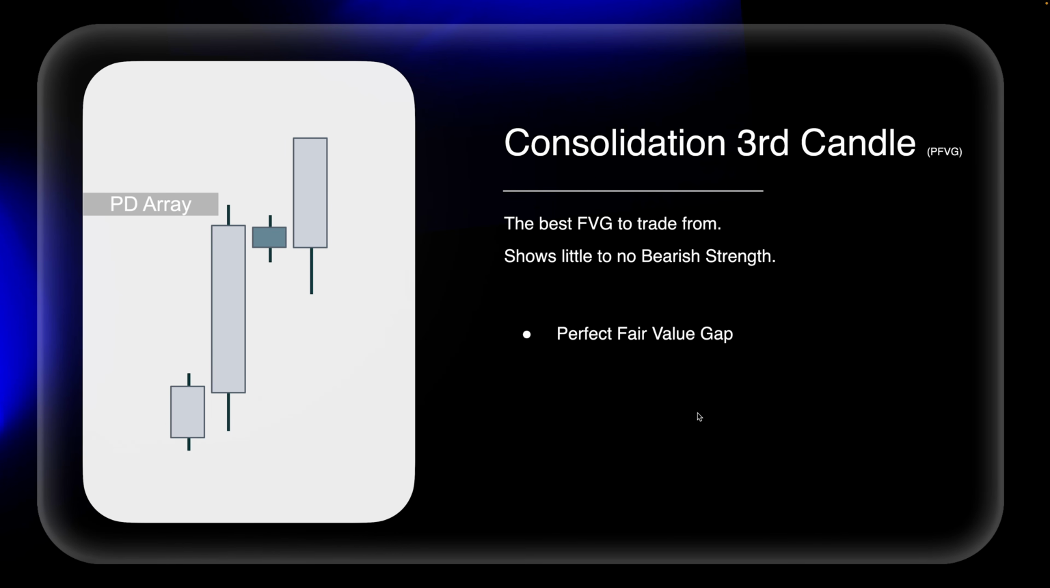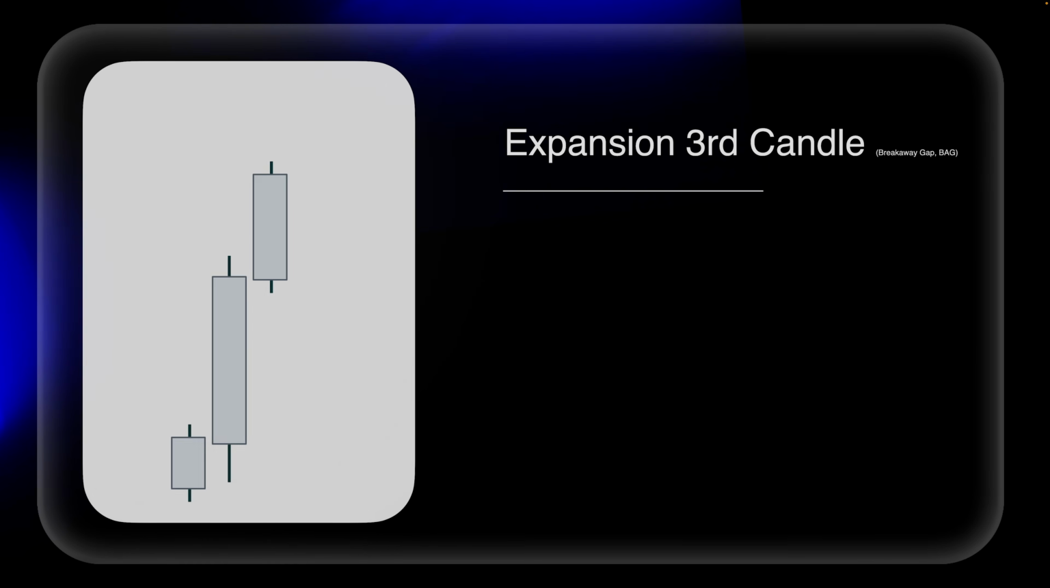Now, after the PFVG, we have one more type of fair value gap, which we have to understand because these are also very common. And that is the expansion third candle, also known as a breakaway gap, the one right there. Now, with the breakaway gap right here, there's a difference with the previous two examples, the perfect fair value gap and the rejection fair value gap, on where we want that opposing unmitigated PD array to be. Because here, ideally, we don't want to see that we have reached that target just yet.